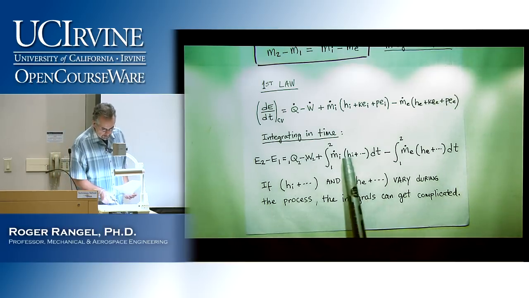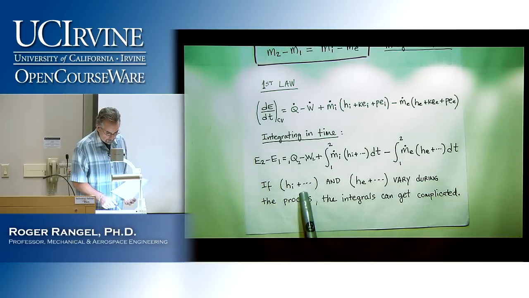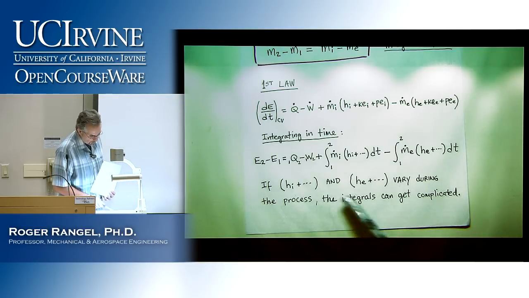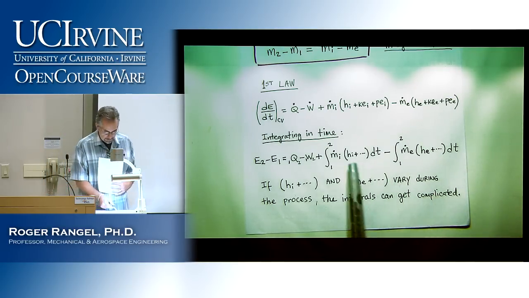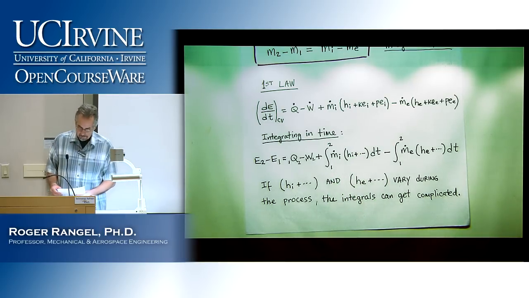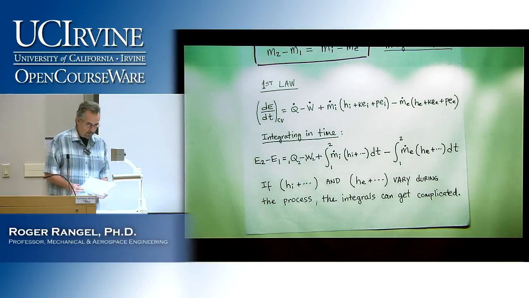That's what this statement essentially says. If the quantities in parentheses, the h sub I plus the other quantities and the h sub E plus the other quantities, vary during the process, these integrals can get complicated. That's the only way I can evaluate these integrals, if I know how the integrand changes in time. But here's where we make a very significant assumption for our problems.